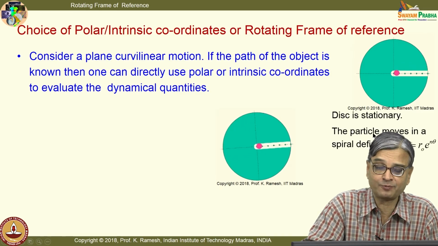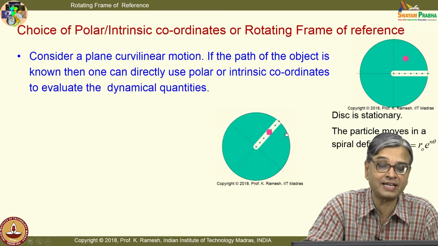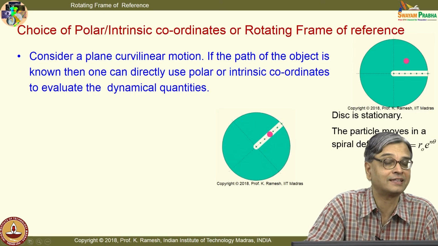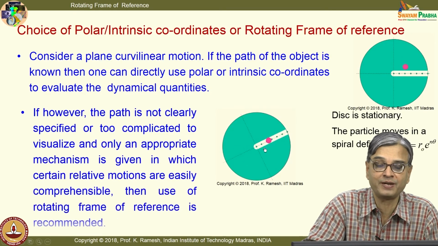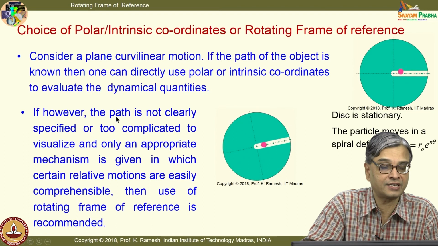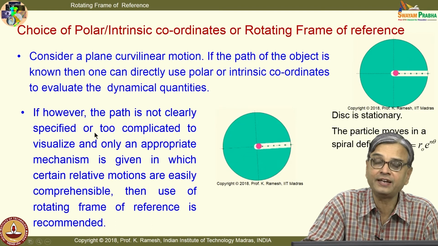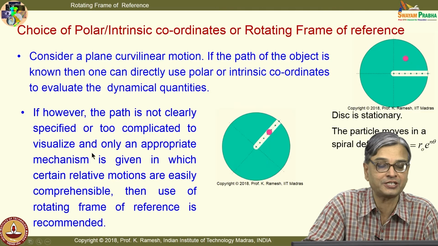So, if I have to have a spiral motion, I may have to devise my mechanism like this. I have to select the speed of the rotating platform and also the speed with which the particle has to move. So, the idea is the path is not clearly specified, that means you do not have a mathematical expression or it is too complicated to visualize.